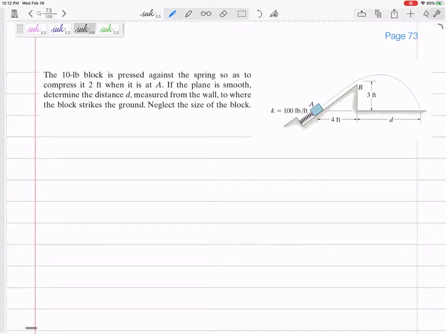And let's organize our thoughts with sigma U equals delta T. And this U could be three things, right? The work done by gravity, the work done by spring, the work done by force. Okay. And so I like to go ahead and write, okay, so sigma U equals delta T.